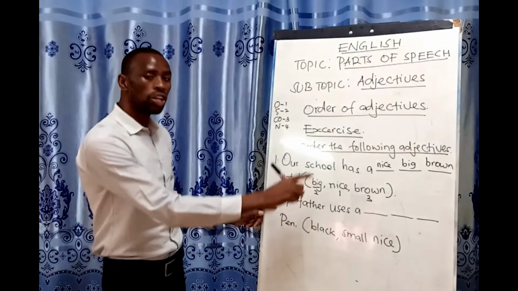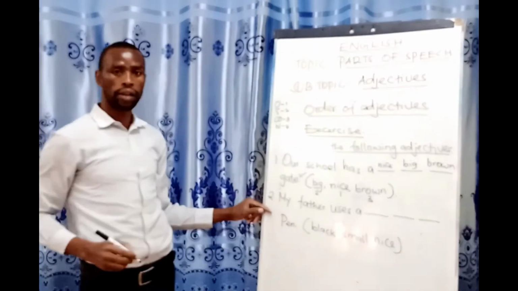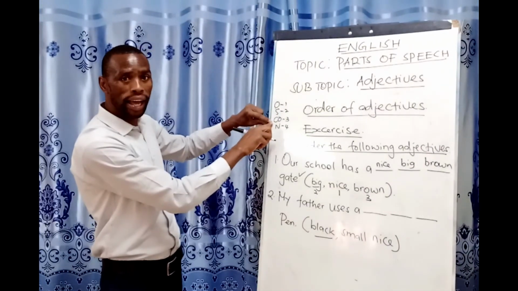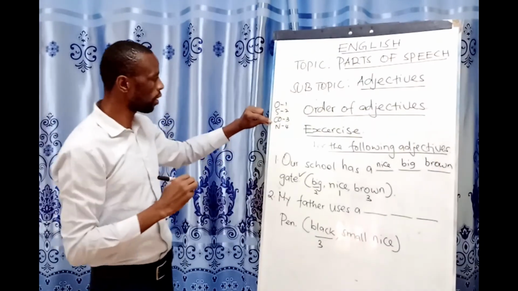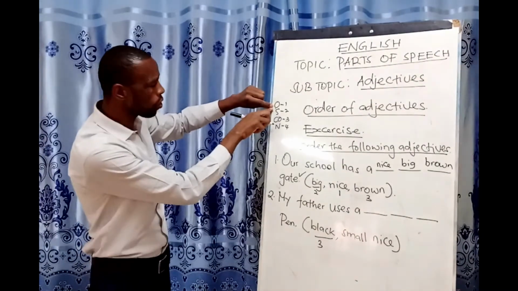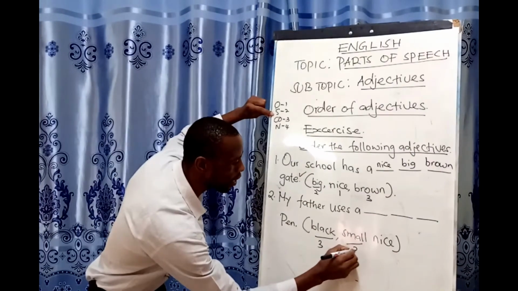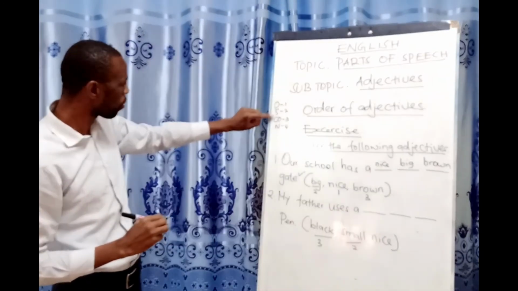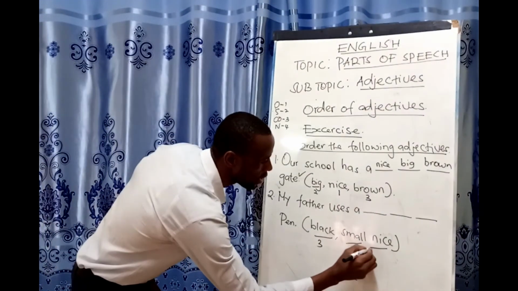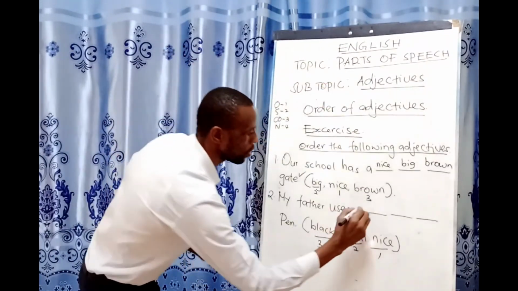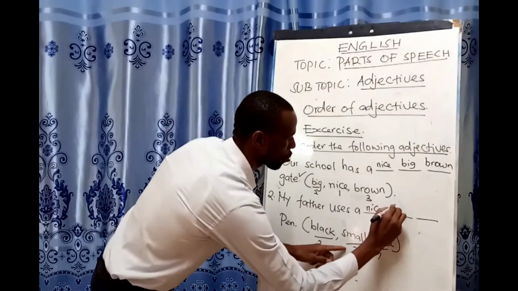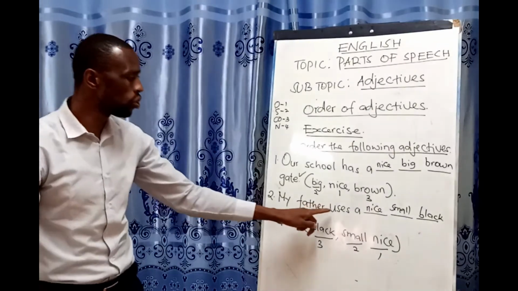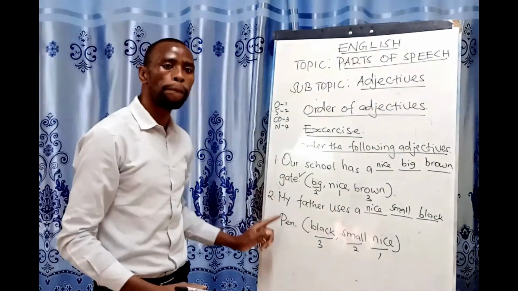The last one. My father uses a dash, dash, dash pen. Black. Black is the opinion, no. Size, no. Color, yes. Black is the color. Number 3. Small. Small is the opinion, no. Size, yes. Small is the size. Number 2. Nice. Nice is the opinion, yes. Size, no. Color, no. Noun, no. Nice is the opinion. Number 1. So you say nice, small, black pen. My father uses a nice, small, black pen.